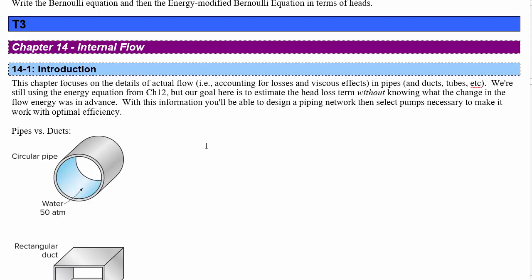This is going to let us design a piping network and then figure out which pump we're going to need to make it work without having to build it and then figure out what the energy loss was from the flow by measuring it. So this is going to potentially save us a lot of money.